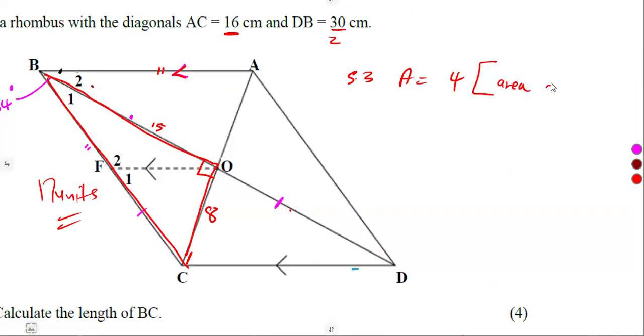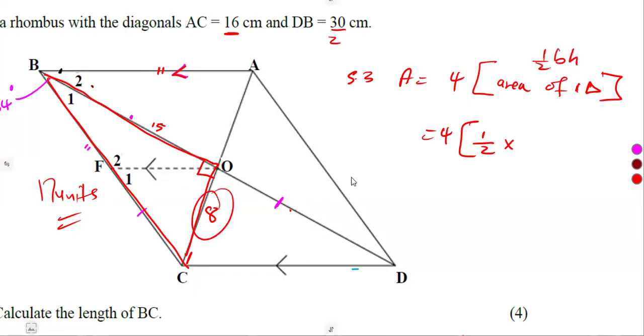So 4 times the area of one triangle, which is half base times perpendicular height. So it's half of 8 times the perpendicular height of 15. Just like that. So that is half of 8, which is 4. 4 times 15, which is 60. Then 60 times 4, which is 240.